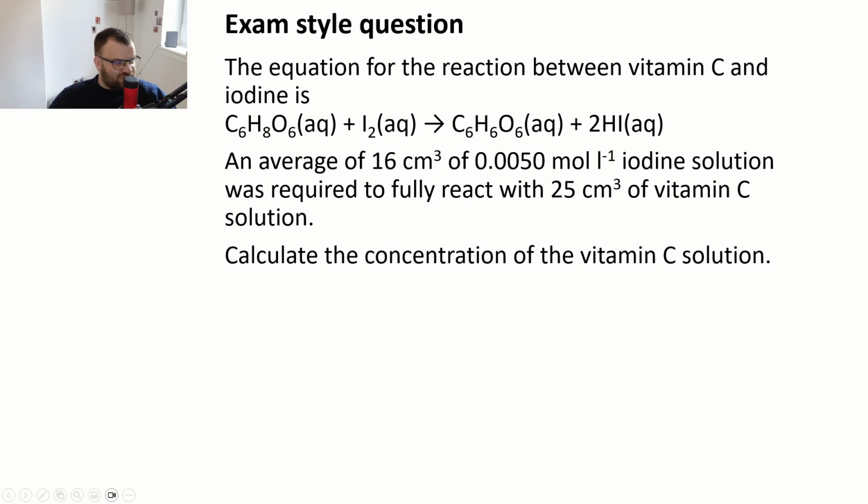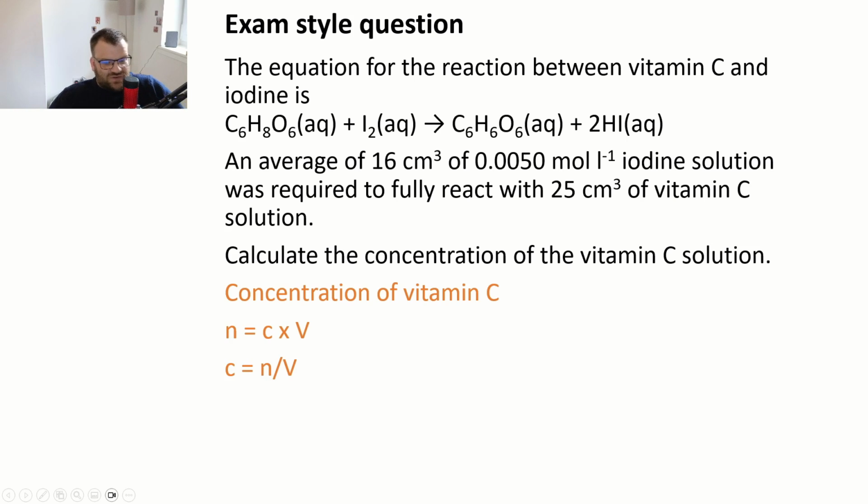Shuffling on, we want to work out the concentration of the vitamin C with n equals c times v, and c equals n over v. Our number of moles is what we just worked out, the 8 times 10 to the minus 5, and divide that by 25 centimeters cubed. Divide that by 1000 gives you 0.025. That'll give us an answer of 0.0032 moles per litre.